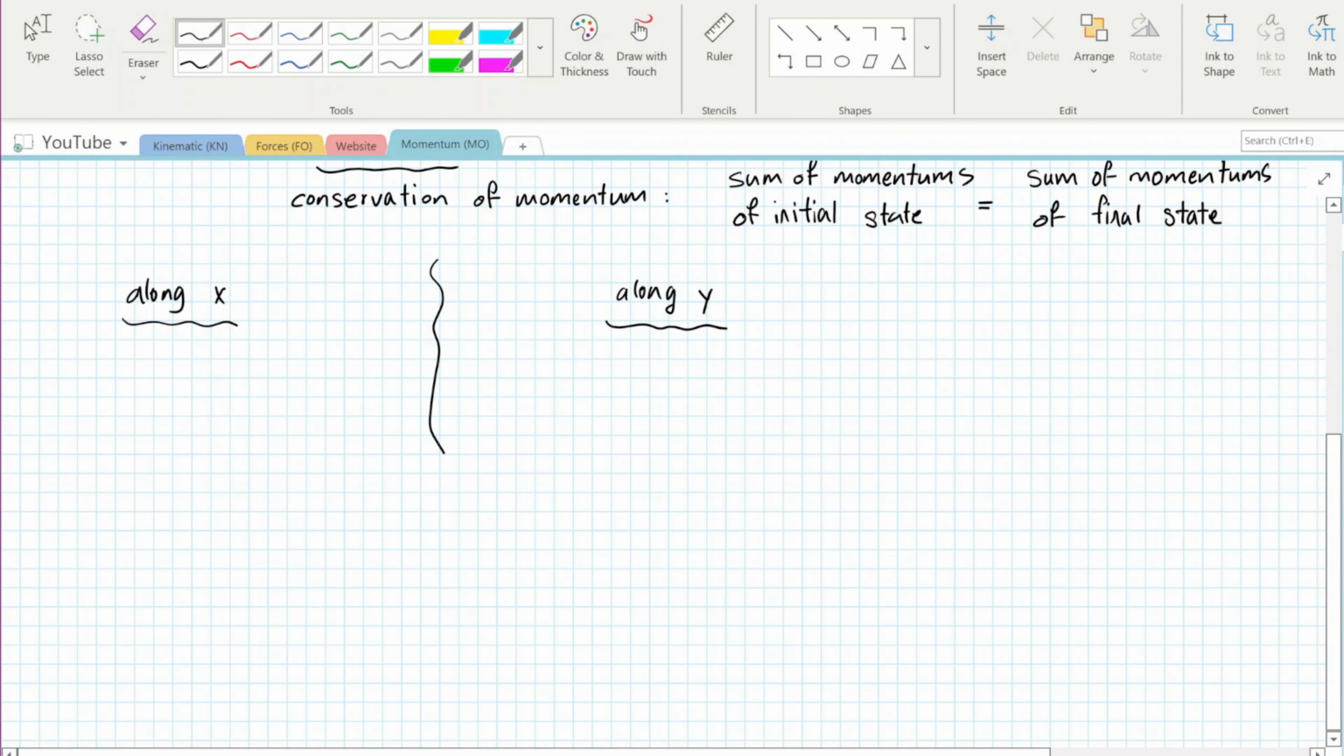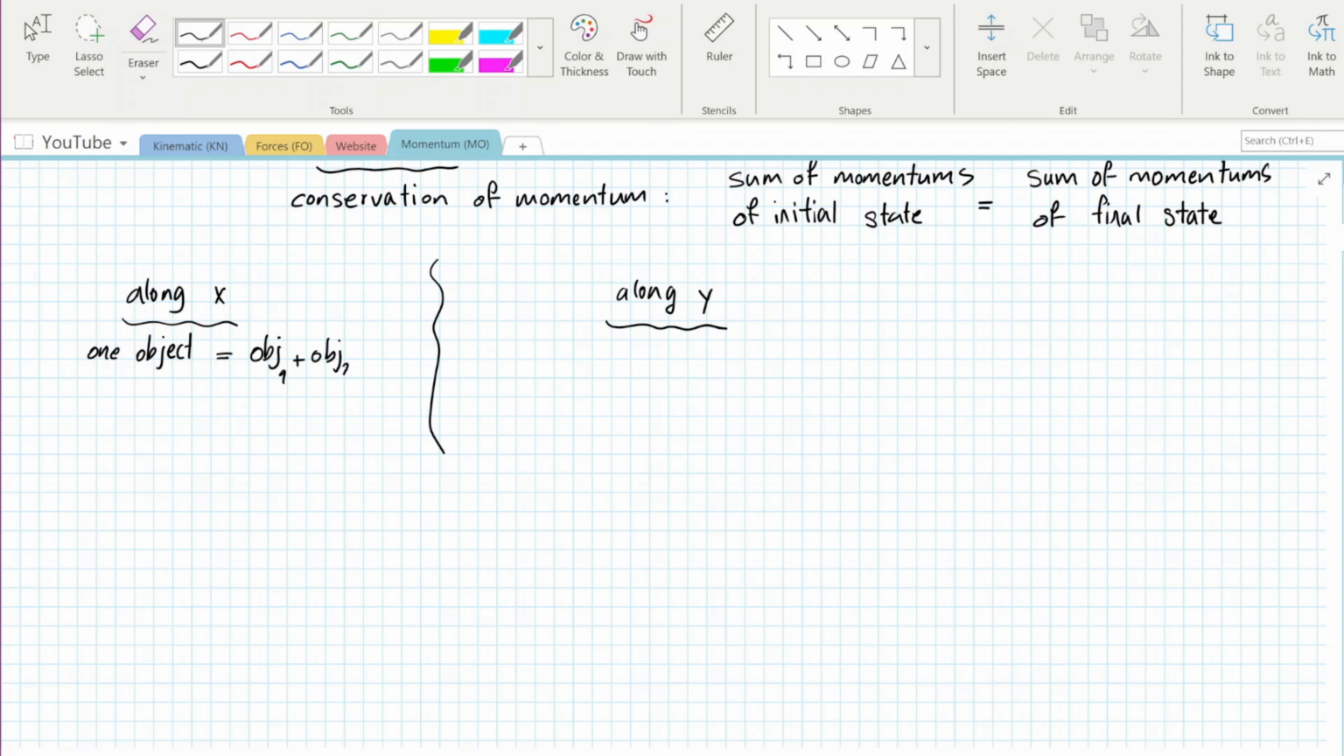Here, one object breaks into three pieces, therefore, on the left-hand side of the equation, we have only one momentum, and on the right-hand side, we have three momentums, one for each piece. Again, since momentum is a vector, we need to break our calculation apart into the momentum along the x-axis and then momentum along the y-axis.